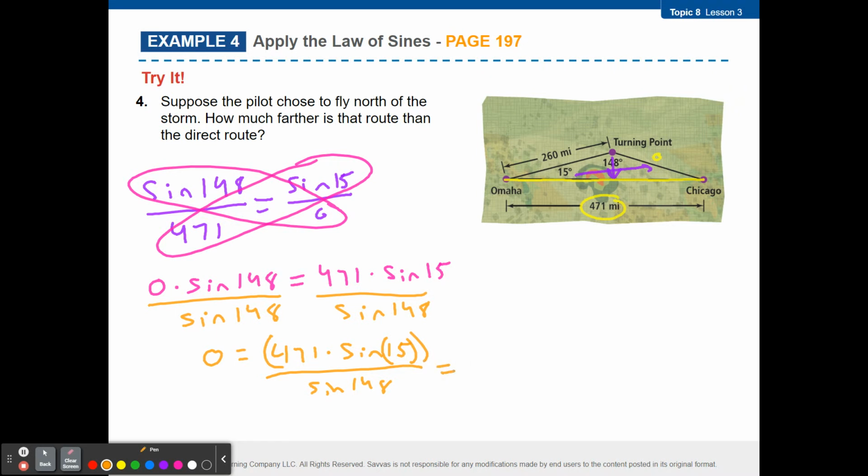You should get, what is it, 230? 230 miles? Yes? And then you're going to take, is it 230? Yeah. So this is going to be 230 plus 260 minus 471, which gives you 19 miles. Does that help?